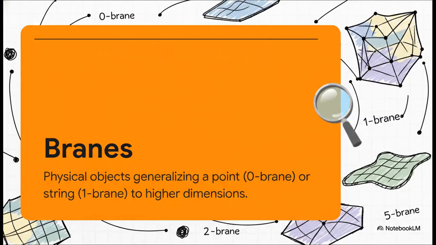And in this 11-dimensional space, we're not just talking about strings anymore. The theory introduces these things called branes, which is just short for membranes. So a point is a 0 brane, a string is a 1 brane, but you could also have 2 branes, 5 branes, you name it. These are basically higher dimensional surfaces that exist inside this much larger reality.